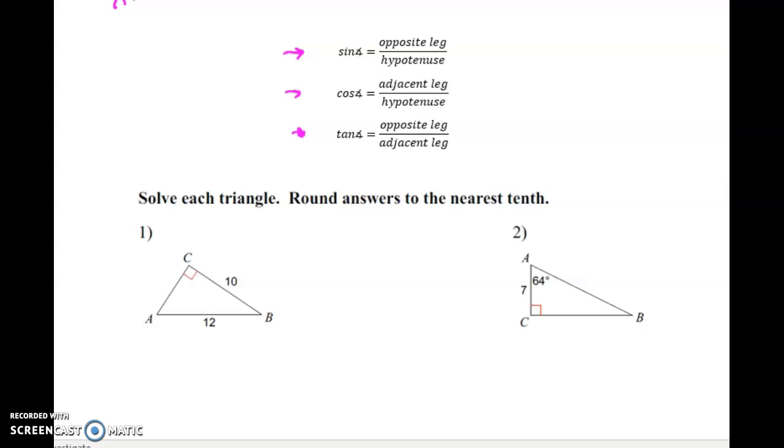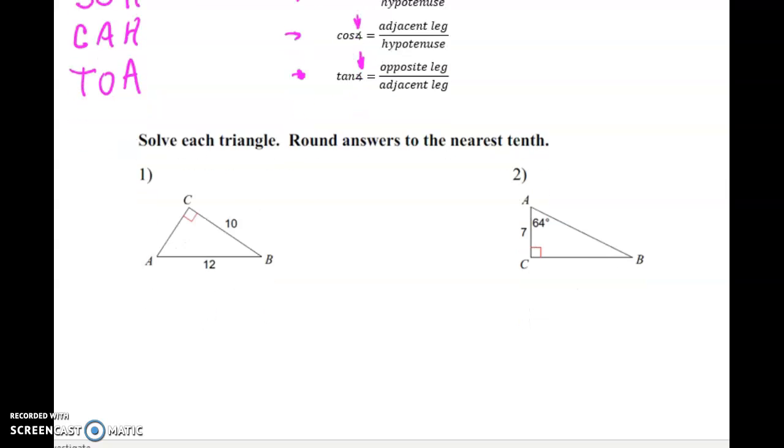Recall sine of an angle equals the opposite leg over the hypotenuse. That's how we get SO, opposite over hypotenuse. Cosine of an angle equals the adjacent leg over the hypotenuse. That's how we get CA. And tangent equals the opposite leg over the adjacent leg. Remember, these are equations. The angle measure always comes after the word sine or cosine or tangent, and we're going to plug in the values.